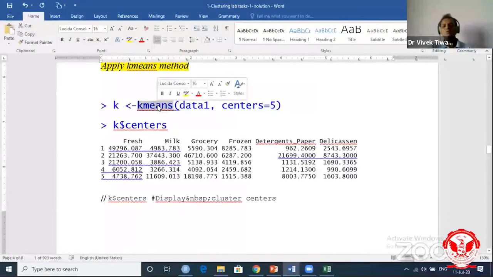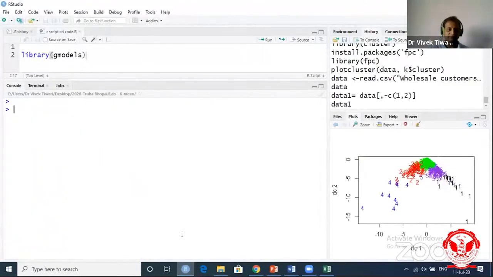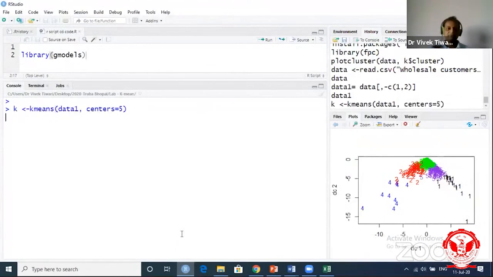For that function, I have to pass only two variables. You want to apply k-means clustering on which data set? I want to apply it on data one. Data one is the data set I have. How many clusters do you want? Five. So k is equal to five. Like I have explained in the k-means clustering algorithm, the user has to give the value of k. I hope it is clear to everybody. I'm going to run that command. Okay, it is over. Within one line, the full complete k-means clustering algorithm is over.